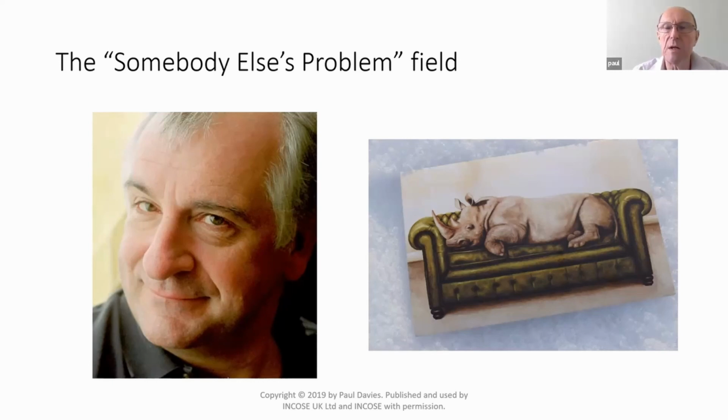In fact, he called it the somebody else's problem field, which he defined as something we can't see or don't see, or our brain doesn't let us see because we think it's somebody else's problem. The brain just edits it out. It's like a blind spot. And that's exactly what interfaces do if they are not made the responsibility of somebody to think about.